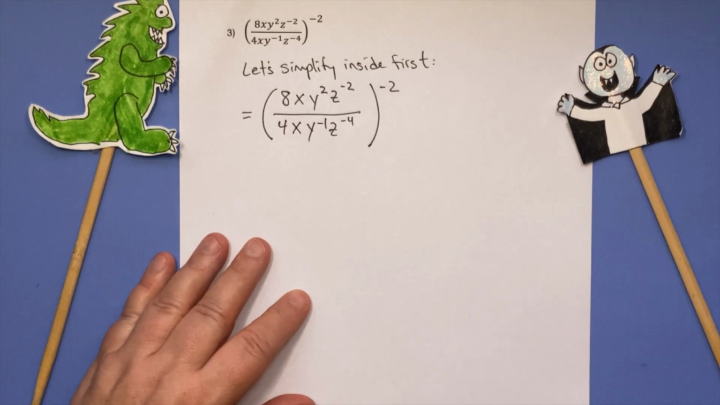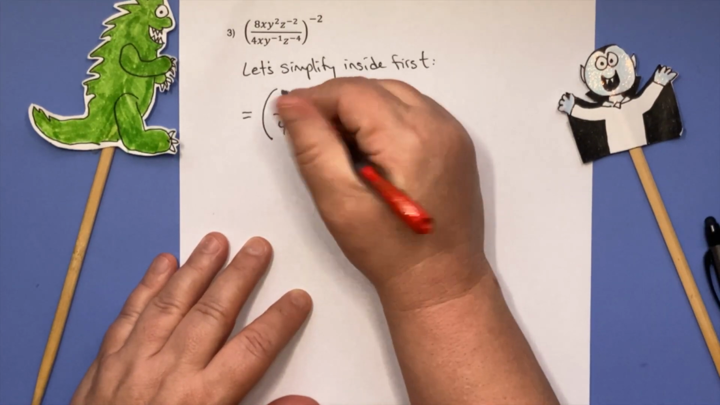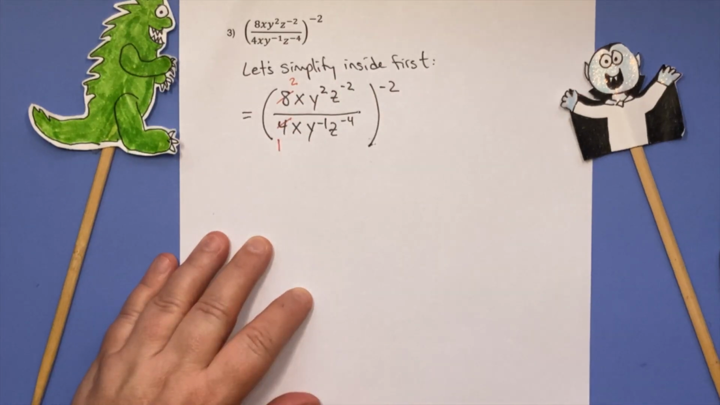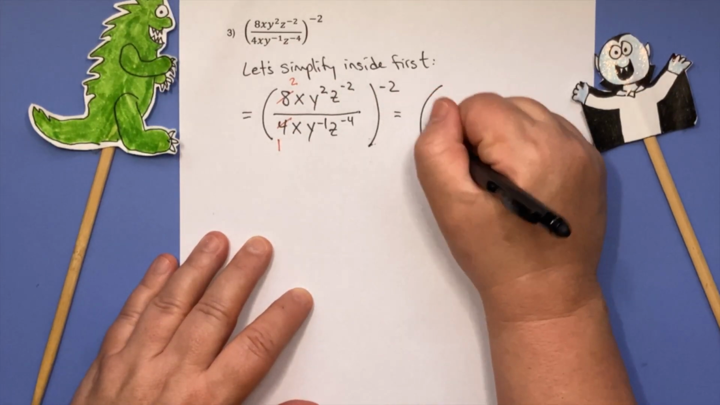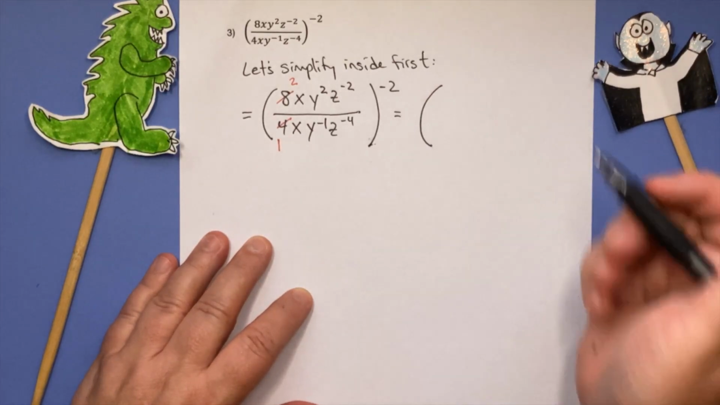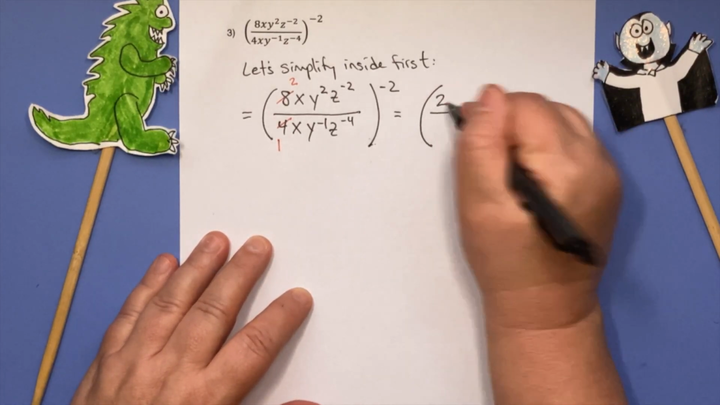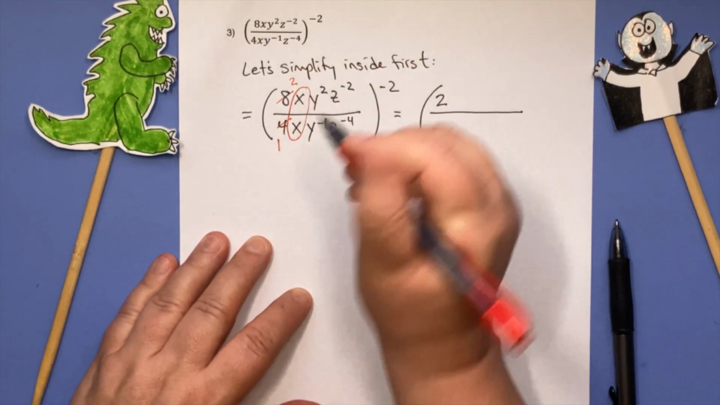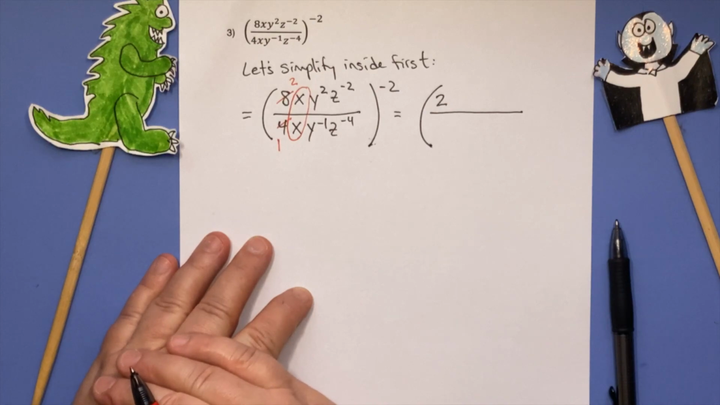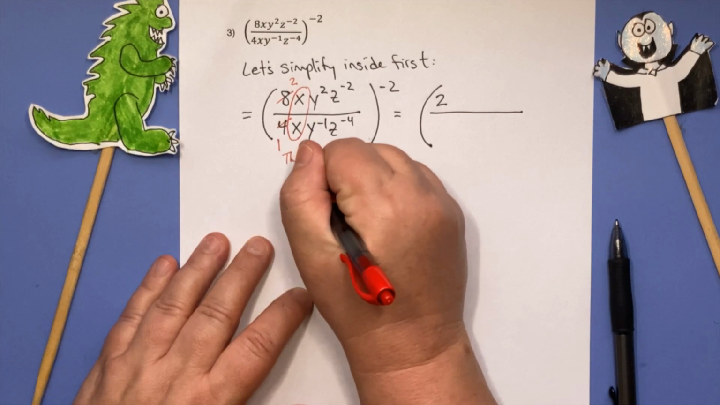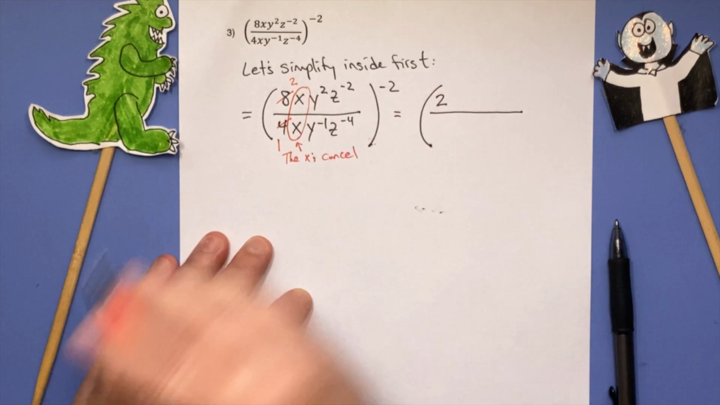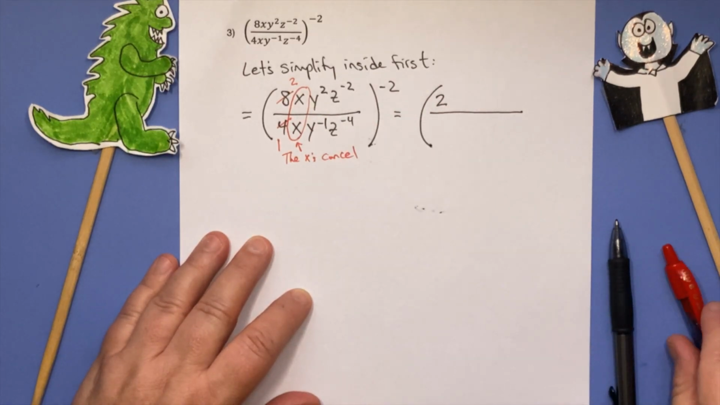Okay, so first things first. This 8 and this 4 I can cancel. That's going to make a lot of things easier for me. So instead of dealing with 8 and 4, I'm just dealing with 2. Next up, the x's. If whatever's on top and whatever's on the bottom, if they match, they cancel. So the x's cancel. So they're not in there anymore at all.